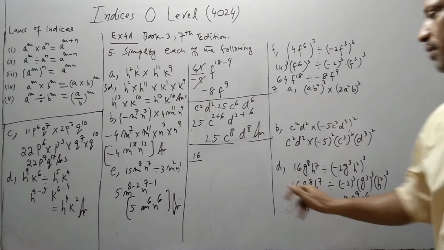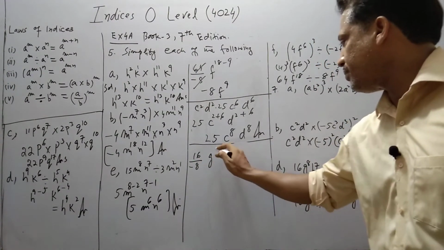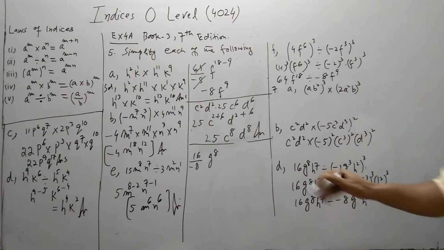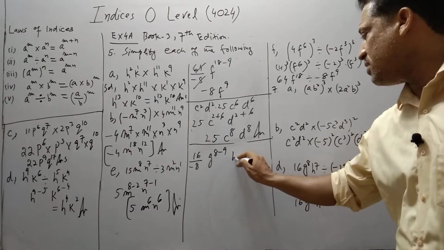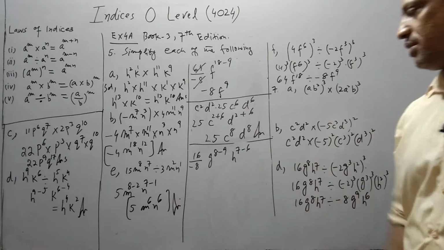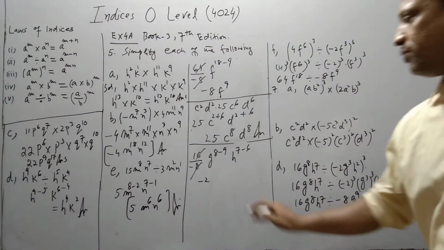This is 16 divided by minus 8. G8 divided by G9. So 8 minus 9. H7 divided by H6, 7 minus 6. So 8 2s are 16. The answer is minus 2.